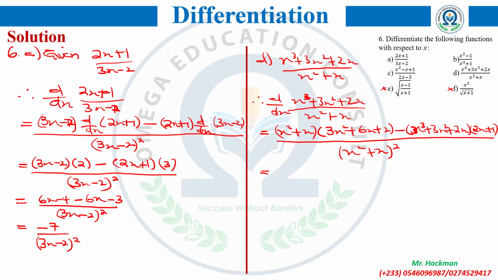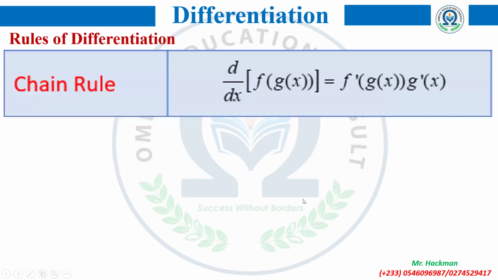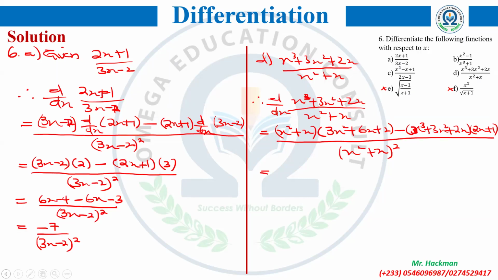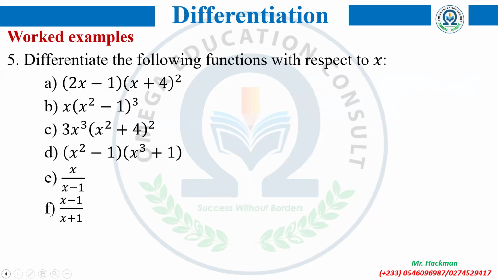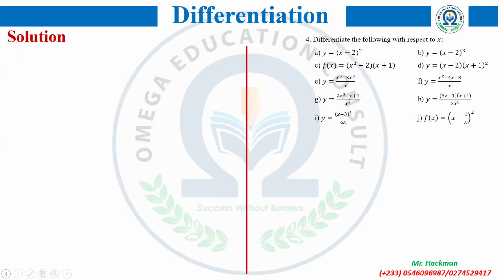Can I move on? Please, can I move on? Yes, please. So once you appreciate that, let me move on to the chain rule. But before that, there was a question that I think I skipped. I should have started from here. Let me start from this question. I think I would have addressed that situation.